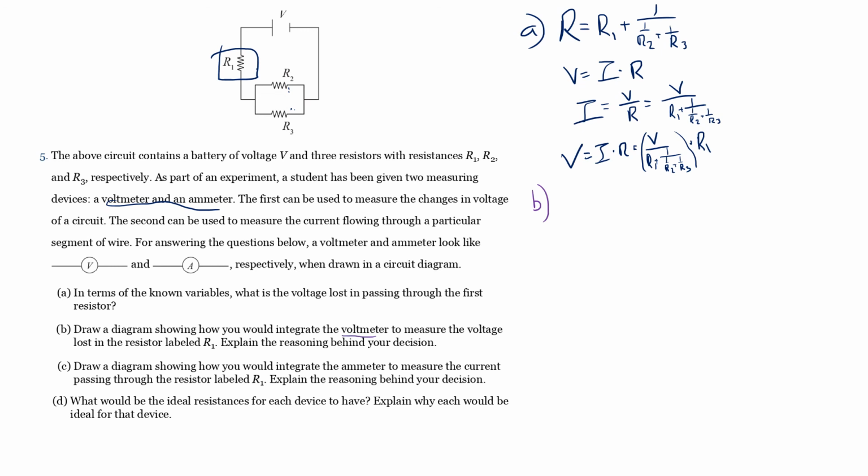All right, for part B, draw a diagram showing how you would integrate the voltmeter into the measure of voltage lost in R1. Easy. So we're going to take this guy, put a voltmeter in right there. Ooh, it's a V. Perfect enough. Explain the reasoning behind it. Voltmeters are in parallel. Why? So they have equal voltage.